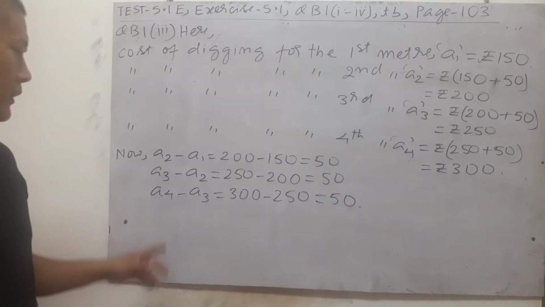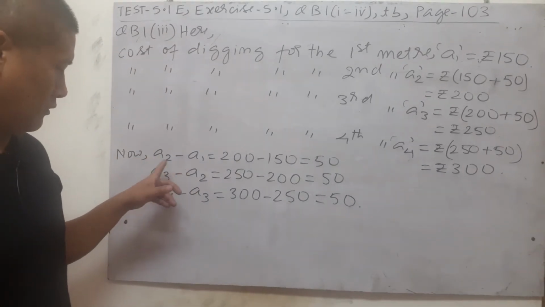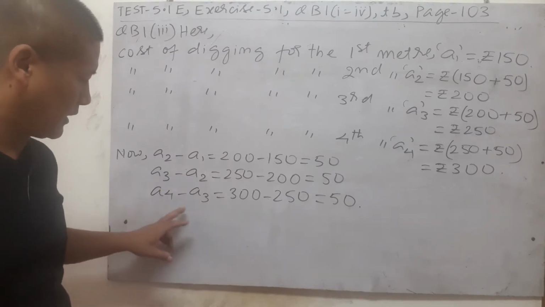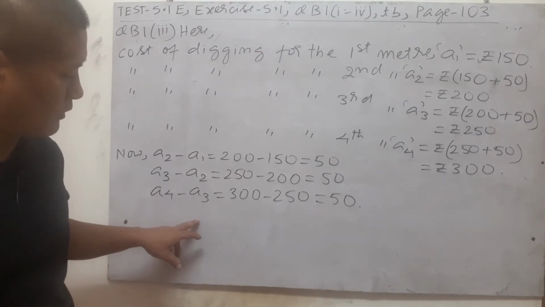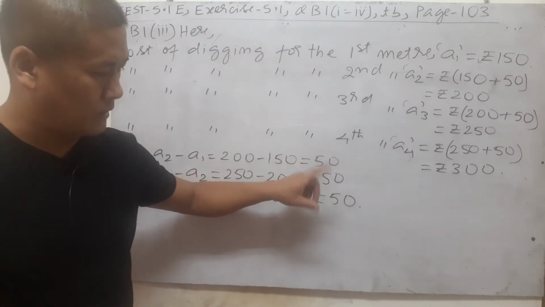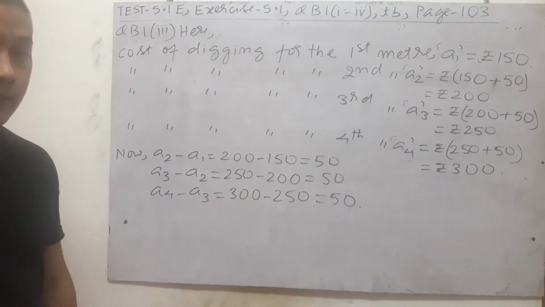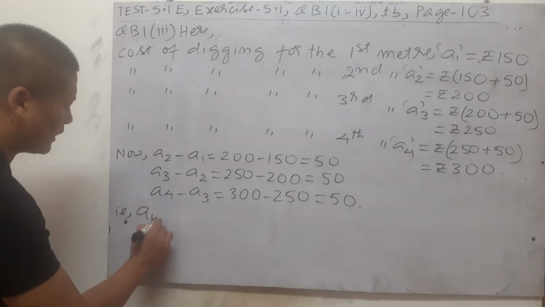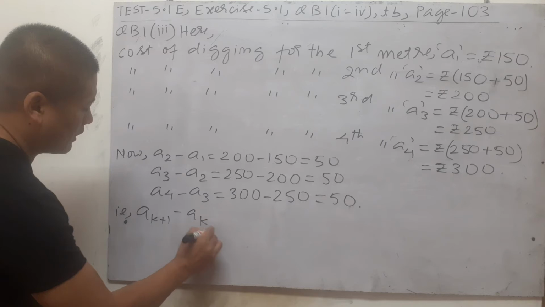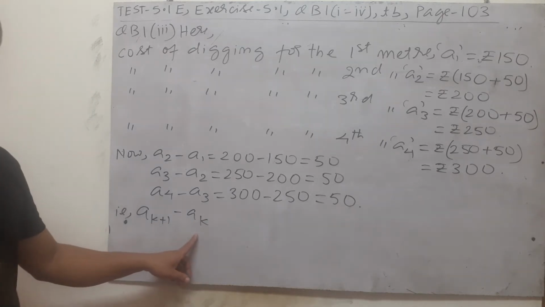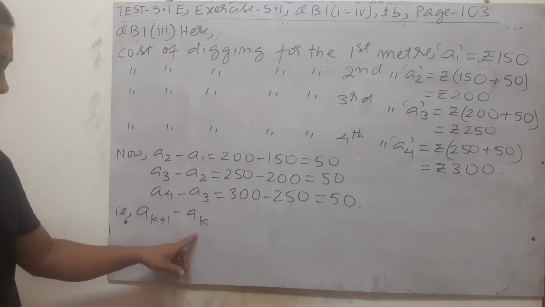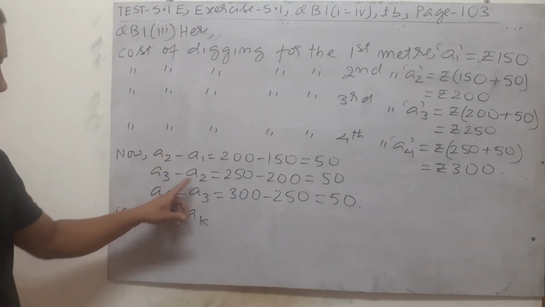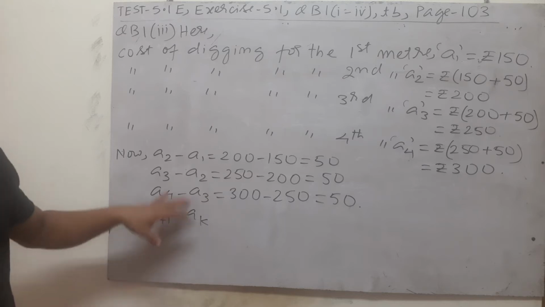So each time, A2 minus A1 or A3 minus A2 or A4 minus A3, or for that matter if you proceed, A5 minus A4, will keep on coming out the same, 50, 50, 50, which means they have a common difference. In a proper way, we say A(k+1) minus A(k). This is the general formula for common difference, which represents any of A2 minus A1 or A3 minus A2 or A4 minus A3.